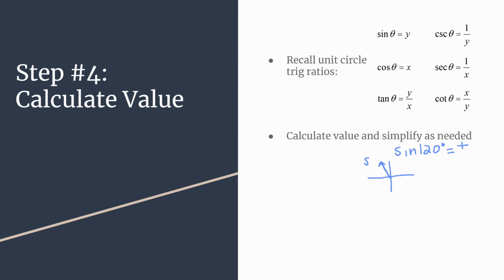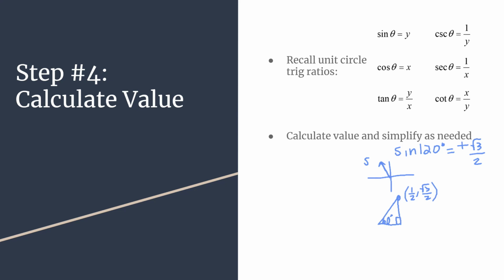In step 3, we sketched our reference triangle, that's the 60, 30, 90 triangle. And we found that our coordinates, our x, y that we should be dealing with, will be 1/2, horizontal short leg, and √3/2, vertical long leg. And looking at the trig ratios above, step 4, we can calculate our value. So the sine of 120, the sine is simply the y coordinate when using the unit circle values. So we have the sine of 120 is positive √3/2.